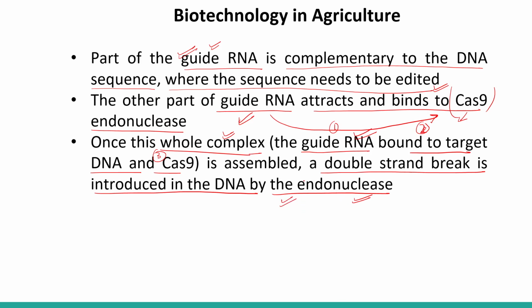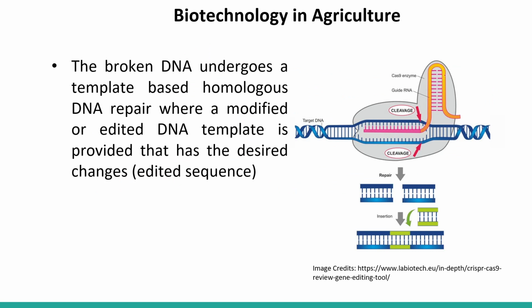So it can break the DNA at a particular site. Here we can see the gray color is the Cas9 enzyme, and this yellow color is the guide RNA. When this guide RNA forms a complementary pairing with the DNA at this particular site, the cleavage is done. So the DNA gets cut at this particular site.